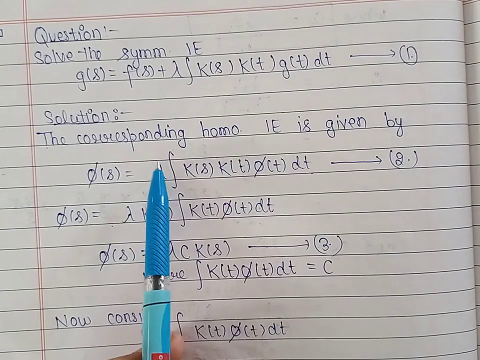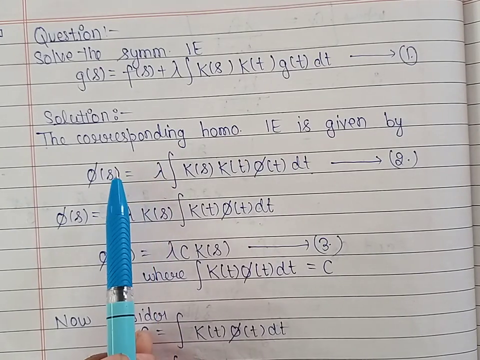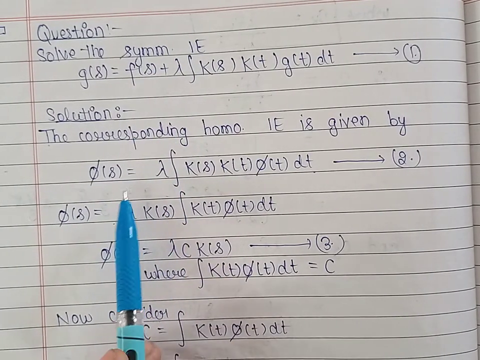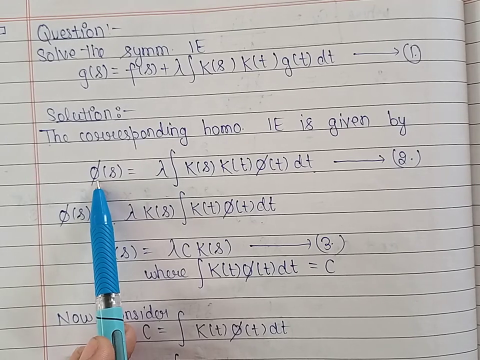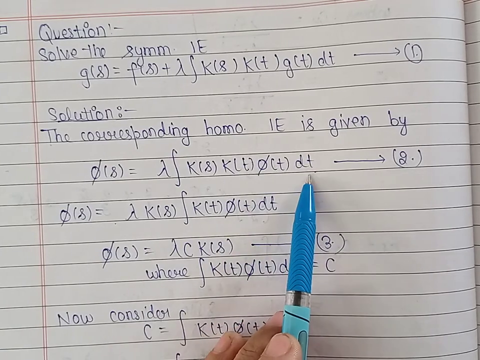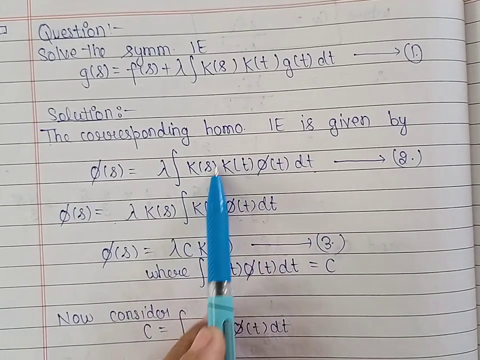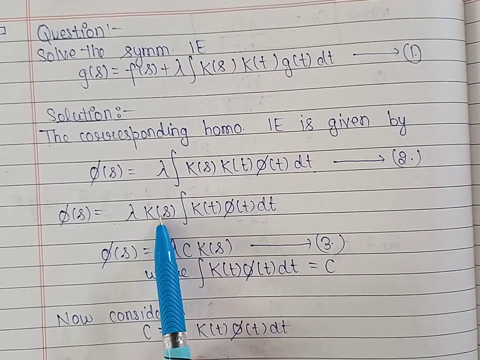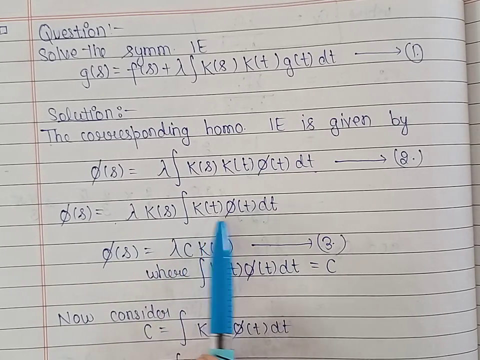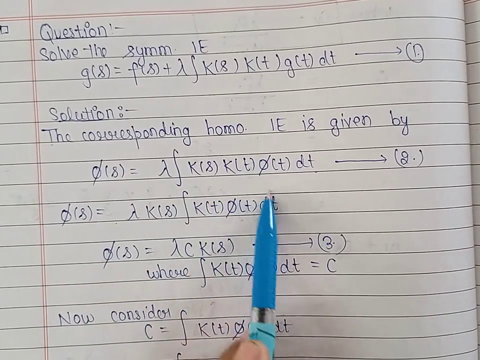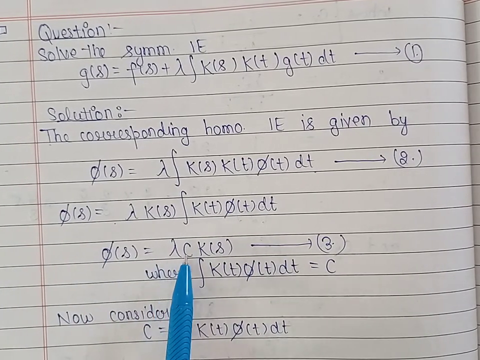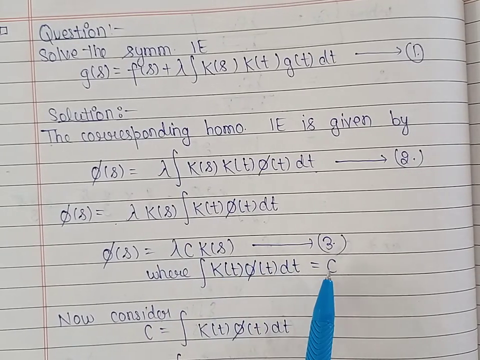So let us take the corresponding homogeneous integral equation given by taking f(s) equal to 0. The corresponding homogeneous integral equation is φ(s) = λ∫K(s)K(t)φ(t)dt. Now taking the term which is a function of s outside of the integral, we have φ(s) = λK(s)∫K(t)φ(t)dt. Let us denote this term by c. So we get φ(s) = λcK(s). Now let us solve for c.